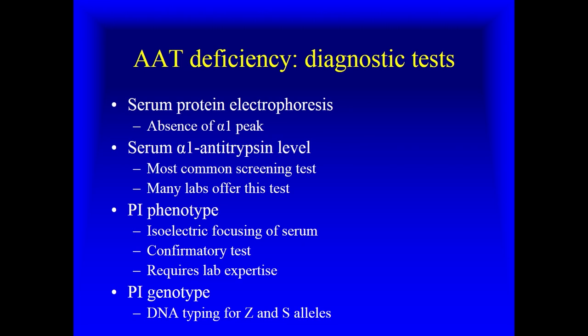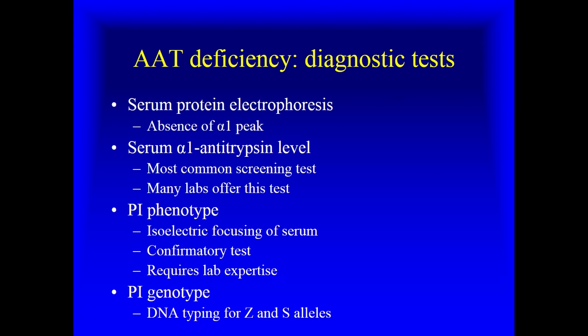There are a series of diagnostic tests for alpha-1 antitrypsin deficiency. Initially, this was discovered based on serum protein electrophoresis by the absence of the alpha-1 peak, but that's not a recommended test clinically in current days. Measurement of serum alpha-1 antitrypsin level is the most common screening test and can be performed in many hospital or commercial laboratories. To determine the alpha-1 antitrypsin, or PI phenotype, can be done with isoelectric focusing of serum, which is a confirmatory test based on low levels and requires a lab with specific expertise.